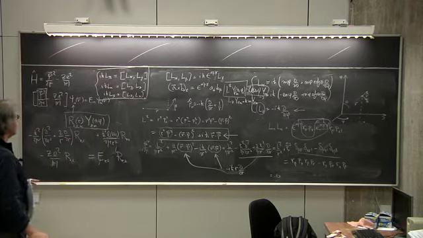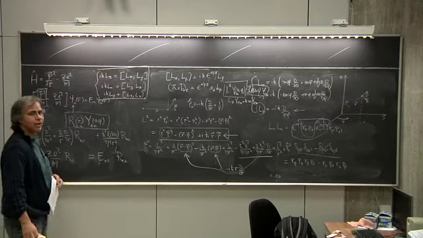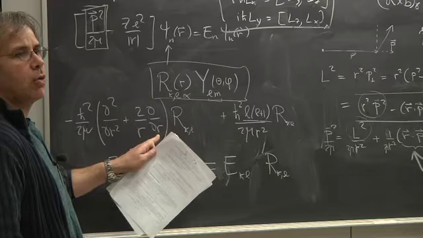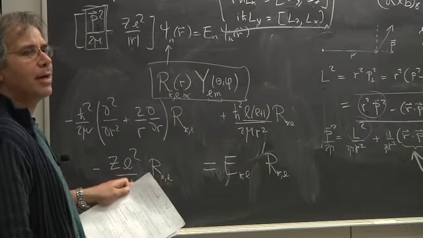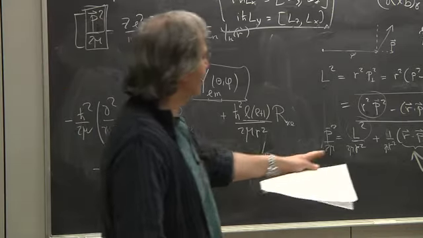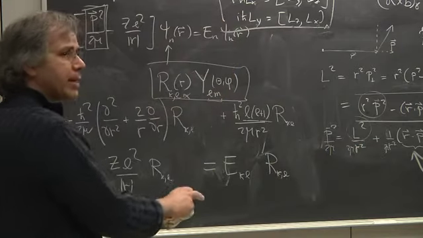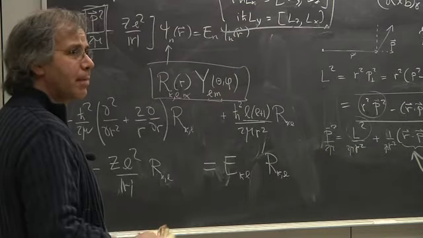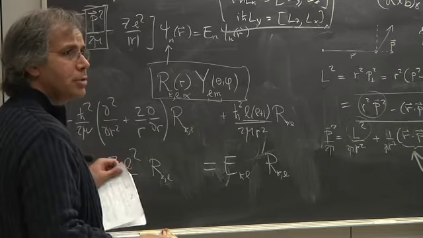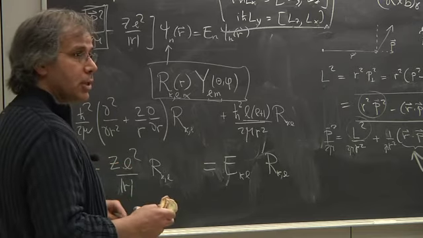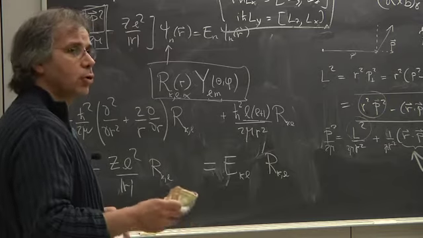So, you see that I have reduced with this trick the problem to a radial problem alone. The angular part was trivially solved by the spherical harmonics, which is a considerable simplification, you have to realize. From a three-dimensional differential equation, I have reduced myself to a one-dimensional differential equation, which in principle I can solve on a computer, for instance.